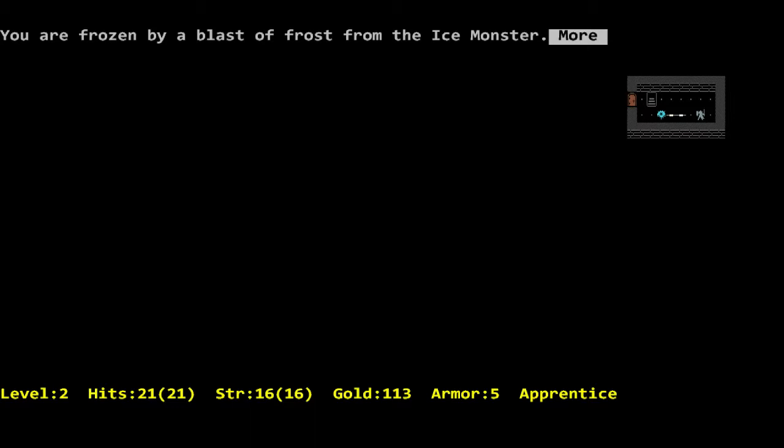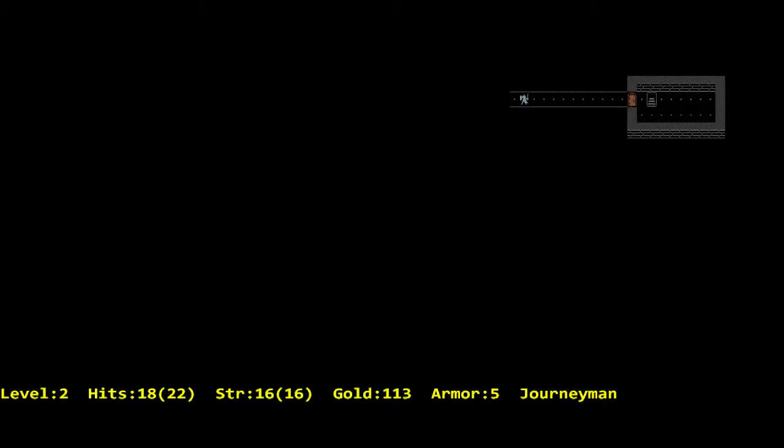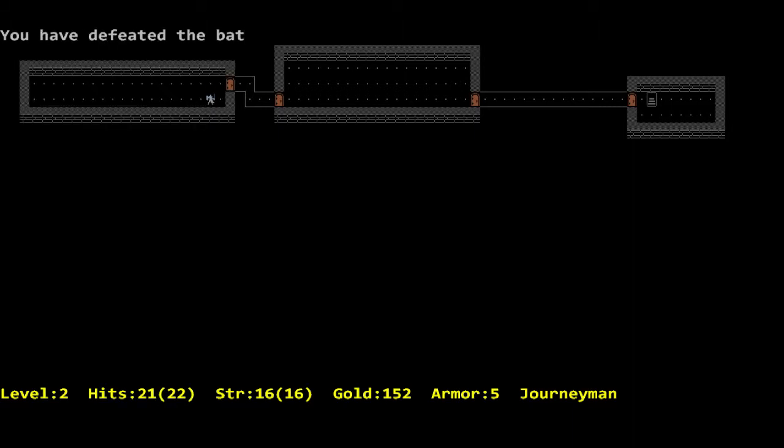And we are frozen by a blast of frost from the ice monster. And again, stop freezing us. Okay. Will you please? Yes, we can move again. The ice monsters are not very dangerous, generally, but they can freeze you, and this can be really nasty if they do. Because then you're just stuck in place and everything can hit you. So ice monsters are the most dangerous when you encounter them together with other enemies. See here, so there has to be a door somewhere, like here.